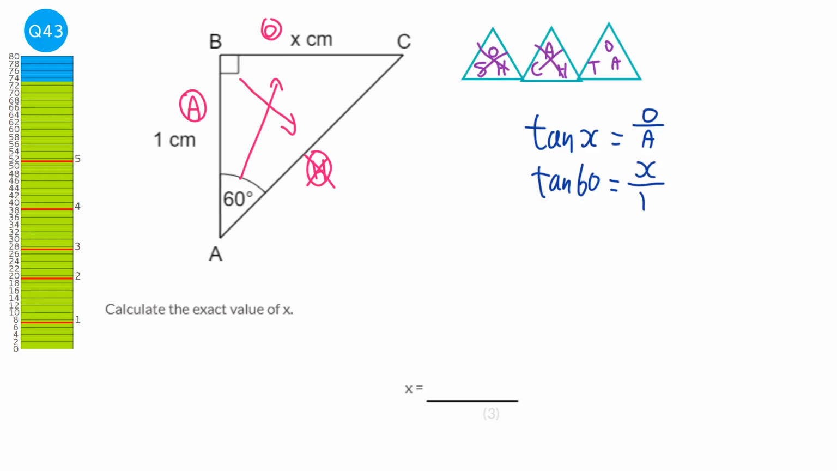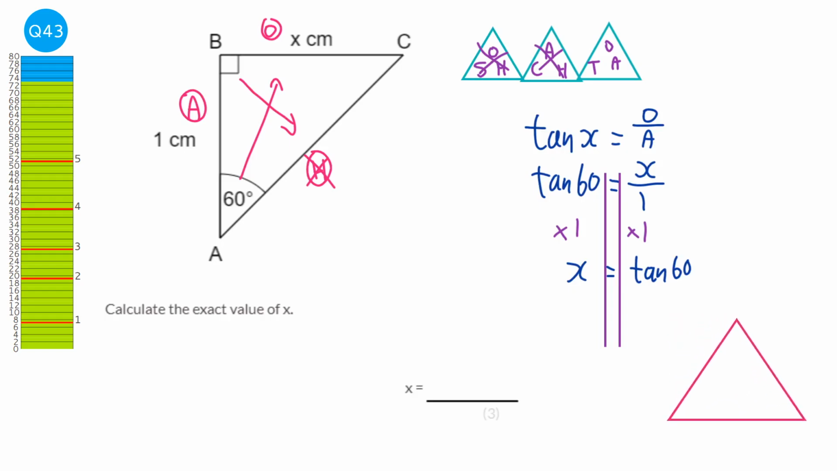So if I times both sides here, let's just get our solving lines in here, and times both sides by 1, or just get rid of the fraction, we end up with x equals tan 60. Now you need to know off by heart what tan 60 is, and we can work it out just briefly by drawing a right angle triangle. Sorry, not a right angle triangle, an equilateral triangle. So that is going to be 60 by 60 by 60.